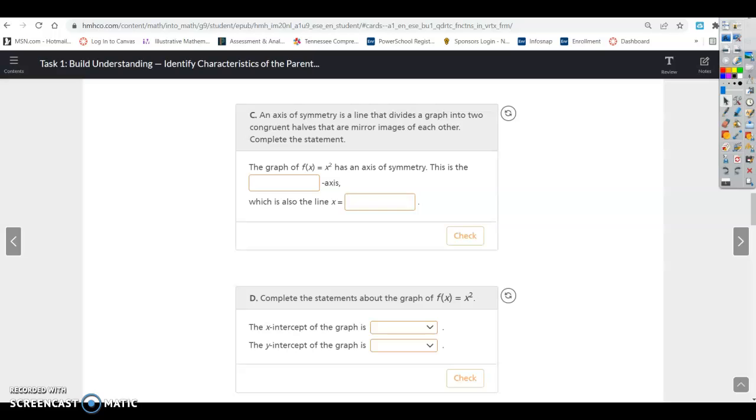All right, an axis of symmetry is a line that divides a graph into two congruent halves that are mirror images of each other. Complete the statement. The graph of f of x equals x squared has an axis of symmetry. This is the y-axis, which is also the line x equals 0.